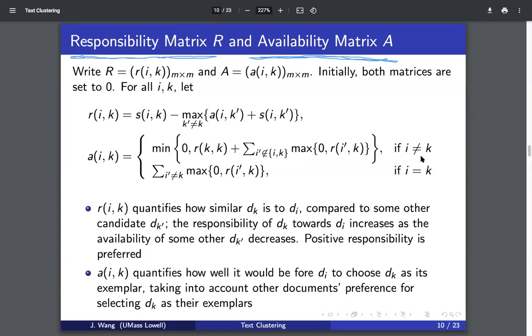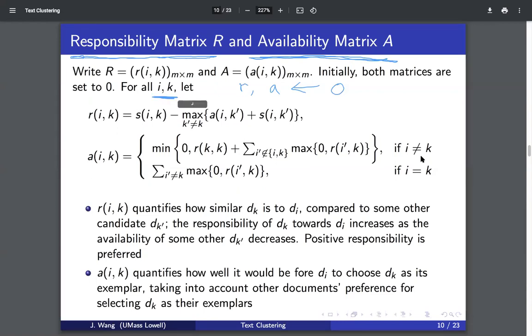So we're going to now focus on this algorithm. We use capital R to represent the responsibility matrix and capital A to represent the availability matrix. Initially, both matrices are set to zero; their initial values, R and A, are all zero. Then we're going to update these values. First we look at the responsibility matrix, which means we compute this for all i and k.